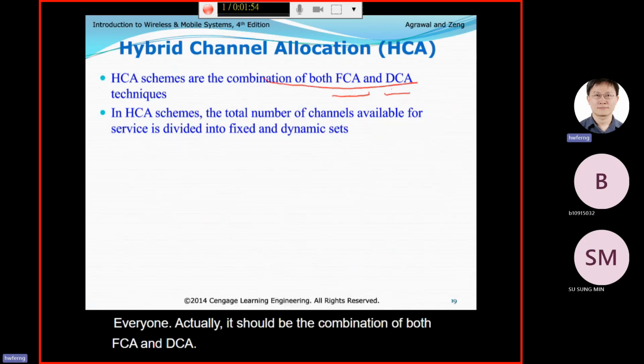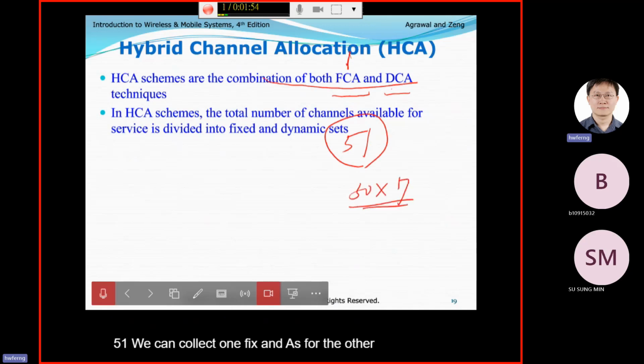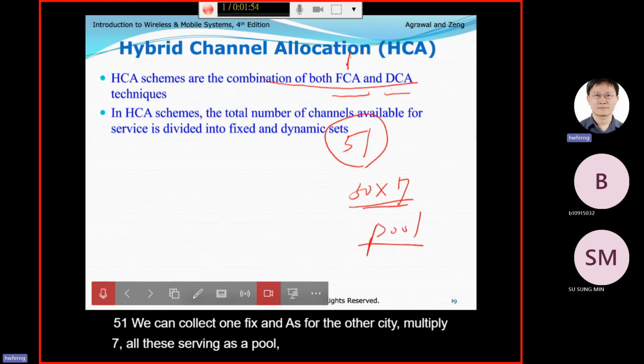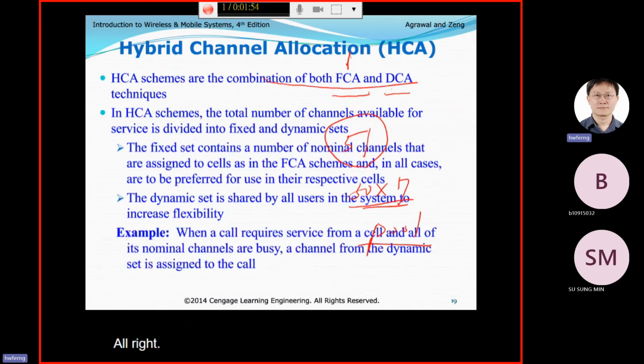For example, of the 15 × 1, we can select one fixed. And as for the others, 15 × 7, all of these serve as a pool. That's fine. All right. So the simple idea is that it should be the combination of FCA and DCA.